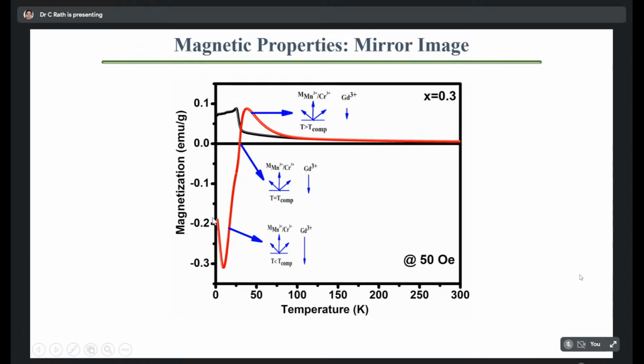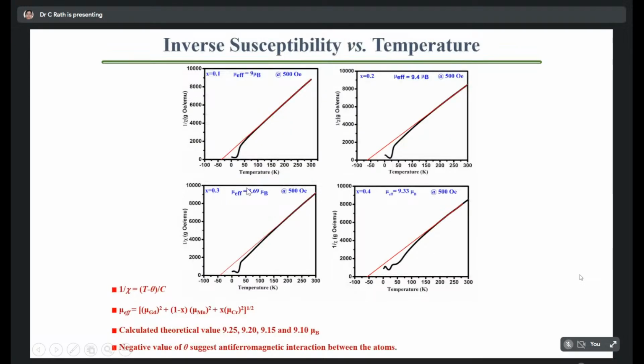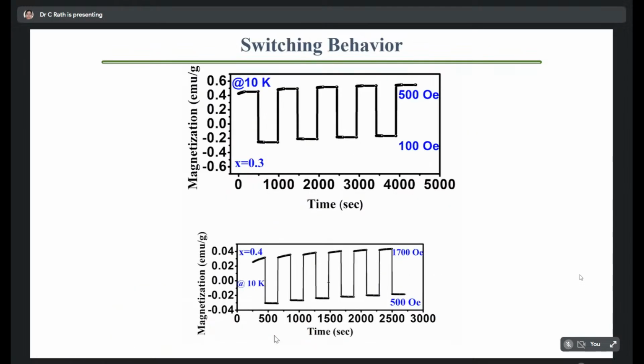So this is the mechanism we have given for this behavior, why it behaves like a compensation temperature and shows a negative magnetization. This magnetization reversal feature is very important from the application point of view. Similarly, another thing we derived from the inverse susceptibility is the theoretical value, and the theta value is negative, which suggests antiferromagnetic behavior. And then the switching behavior.